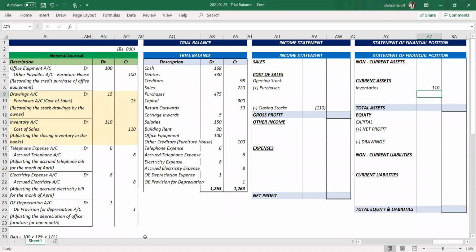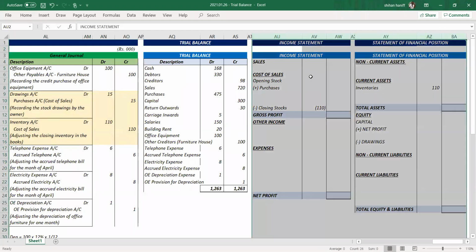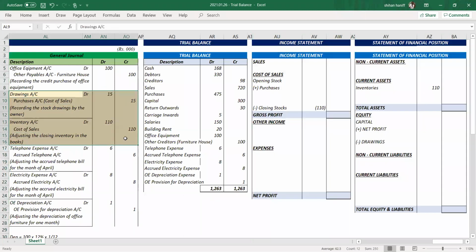There is a question. Why don't we put the drawings account in the trial balance? I didn't do the stock drawings because I'm going to do these two adjustments when preparing the income statement and SFP, when preparing the final accounts. If I did this, I would have to have the cost of sales, and the cost of sales calculation we do in the income statement. That is why I didn't take these two into the trial balance. That's the reason.